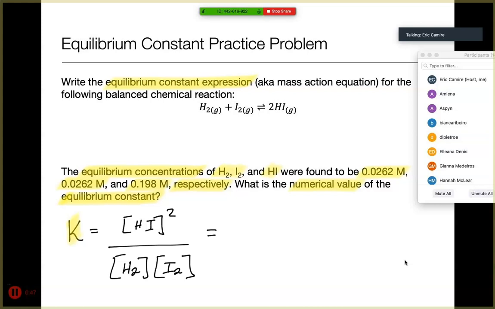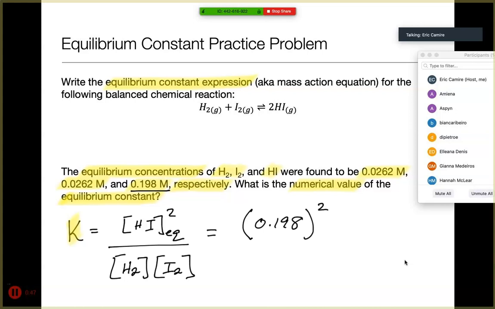All right, that's a lot of talking. Now we find out it's really easy to calculate the equilibrium constant. It's just plug and chug at this point. So my expression is the concentration of HI, specifically at equilibrium, squared. Well, there's my concentration.